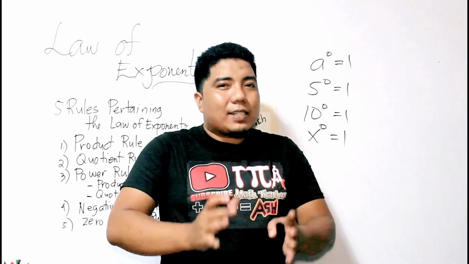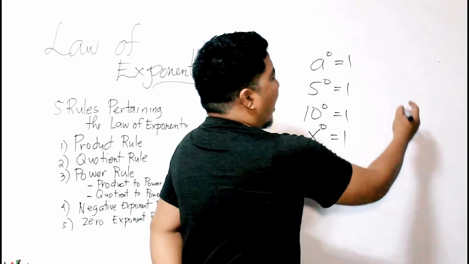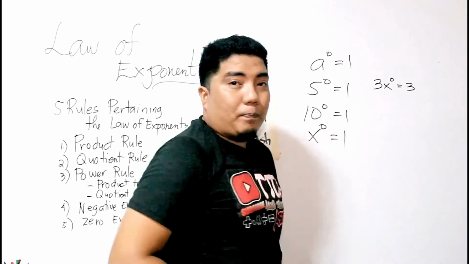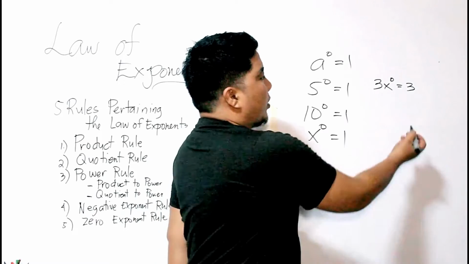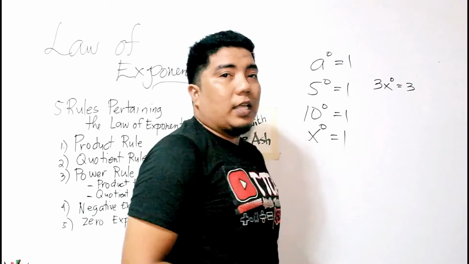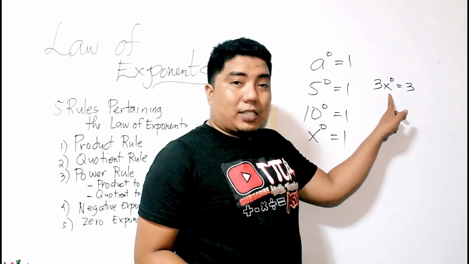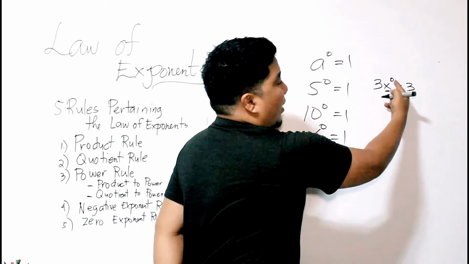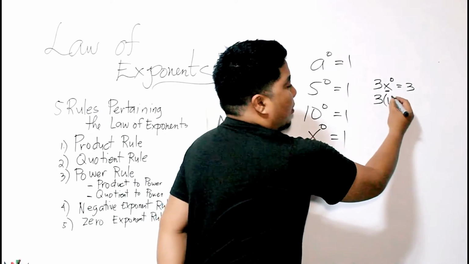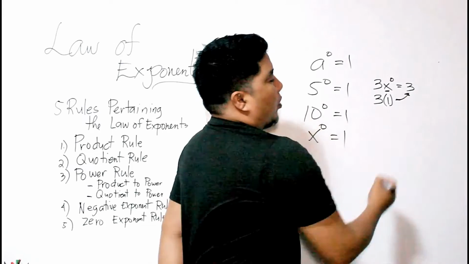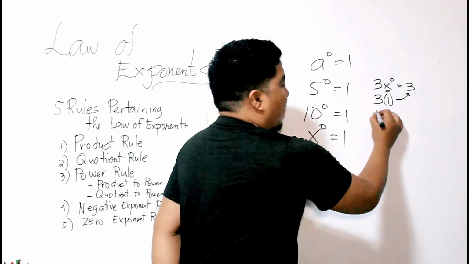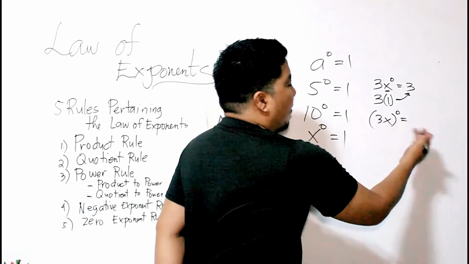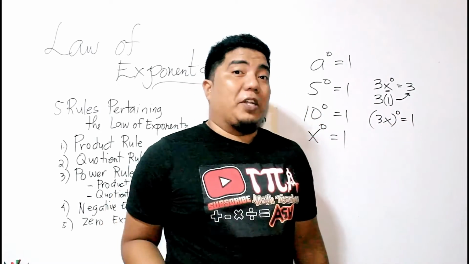But let me clear up some confusion. If you encounter 3x to the power of 0, the answer here is 3. Why is that so? It's because the 0 here only pertains as an exponent of x and not of 3 as a whole. So, if I simplify x to the power of 0, that will give me 3 times 1, which will result in positive 3. But if the given is the quantity 3x, all to the power of 0, then if I simplify this, the final answer is 1.